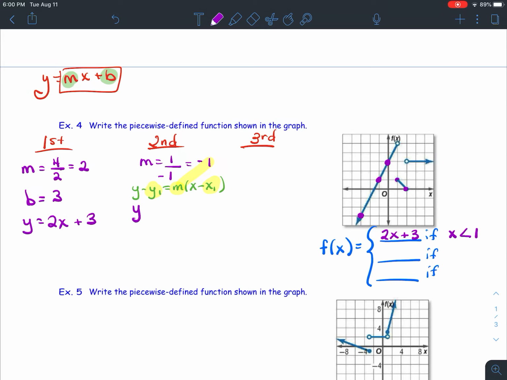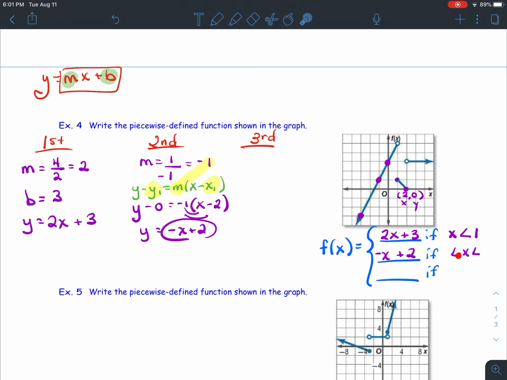I want you to pick a point and use your slope and go ahead and substitute that in. So let's see, what's our point? 2, 0. Okay, we're going to use 0 for our y1, -1 for our slope, and then 2 for our x1. I'm going to ask that you solve this equation for y, and bam, right there is what we're going to use for our mx plus b for this second piece.